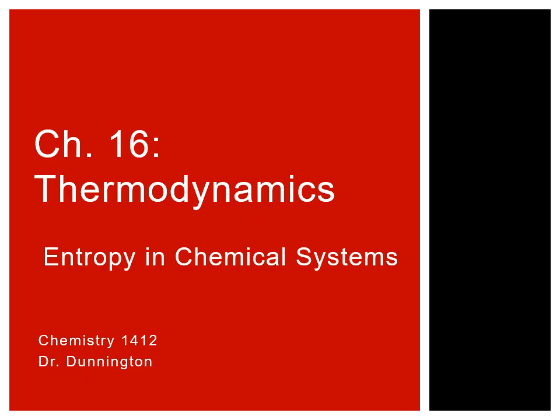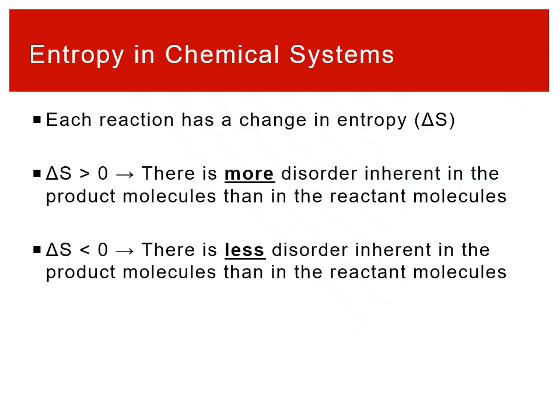So now we want to talk about entropy within the context of chemical systems and chemical reactions. Every time you do any sort of chemical change or physical change, anytime you're changing a chemical system, there's always an associated change in entropy, which we call delta S. So delta still means change. And so for a given chemical reaction, delta S can either be positive or it can be negative.